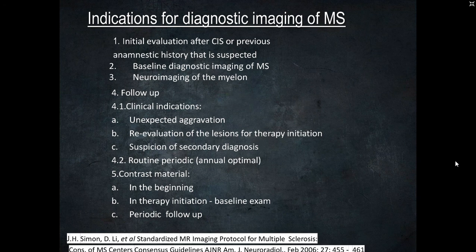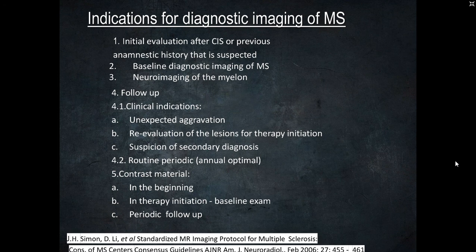It's also important to image the myelin, not only in the brain, but in the cervical spine also. Also, we are performing MRI for follow-up of multiple sclerosis with some clinical indications like unexpected aggravation, because you can sometimes have a remission and after that unexpected aggravation. Also for evaluation of the lesions, for therapy initiation, and for suspicion of a secondary diagnosis, something else apart from the multiple sclerosis.